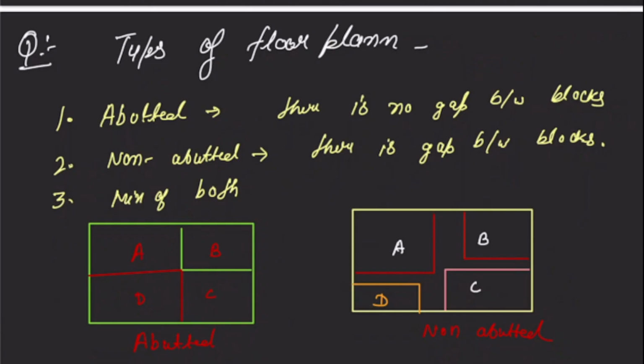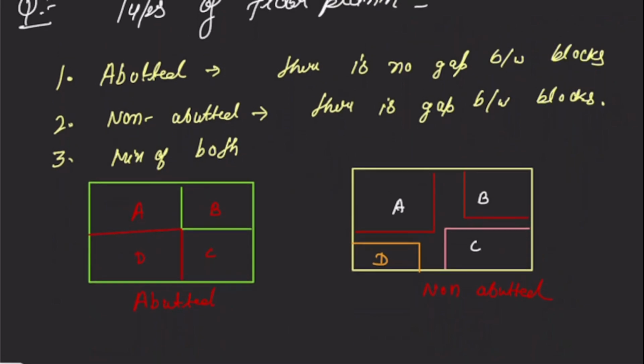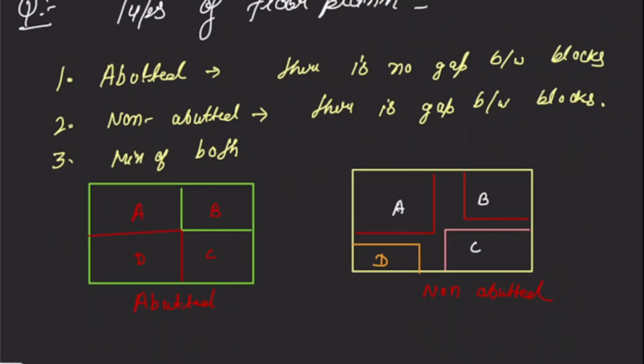And the next one is non-abutted. In this, there is a gap between the blocks. If you see, there is a small gap between A and B, and a gap between C and D, and A and D. There is some gap present between the blocks. And the next one is the mix of them. Mix means a floor plan in which we have both: some blocks having a gap and some blocks not having a gap. So these are the kinds of floor plan we use. This kind of question is asked in Synopsys interviews.